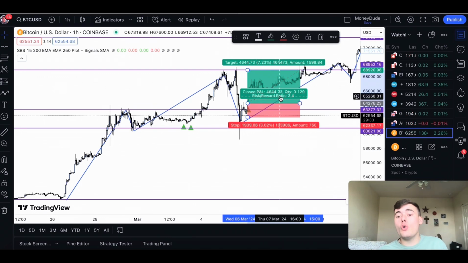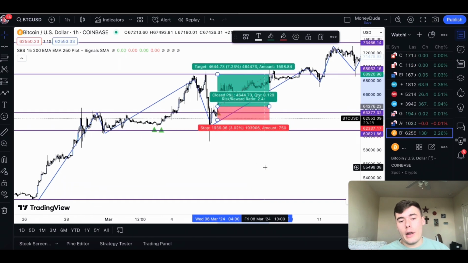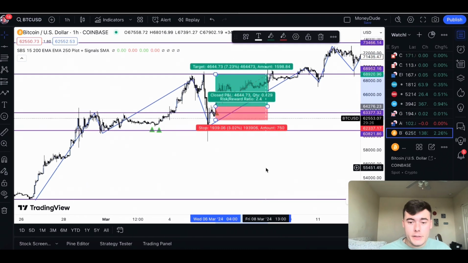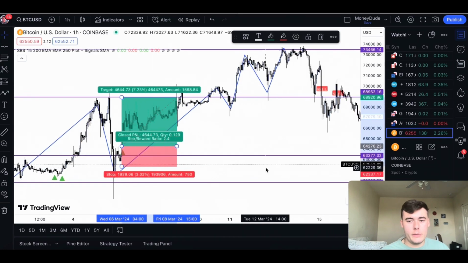This would net us a 2.4 to 1 risk to reward. All right. So very good risk to reward in this situation. We would have won the trade. Let's keep going.